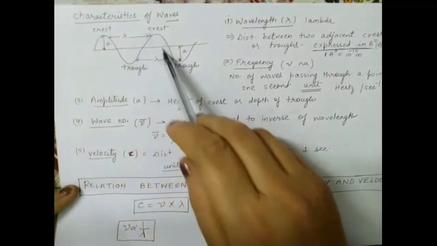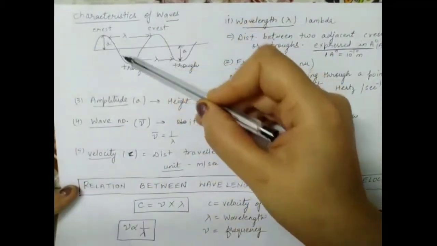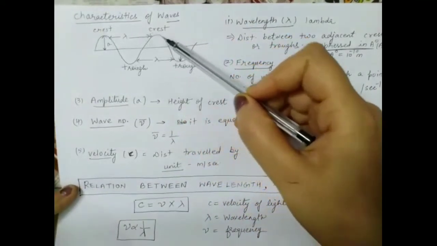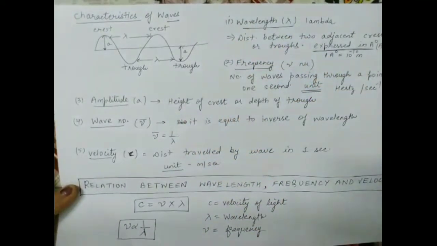Now this is wave motion. Wave travels like this. This is crest, this is trough, this is crest, this is trough, like this. Okay, continuous motion is there without any interruption.